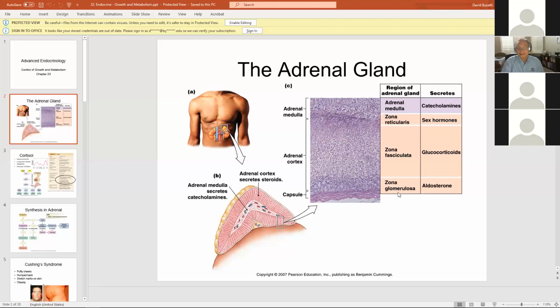So glomerulosa, juxtaglomerular apparatus. That's a mnemonic. Another mnemonic might be in this diagram. The zona glomerulosa is close to the glomeruli of the kidneys. But it wouldn't be if you were looking at this section up here, then it wouldn't be as good a mnemonic. But either one of those might help you remember that this name, glomerulosa, is where aldosterone is released.